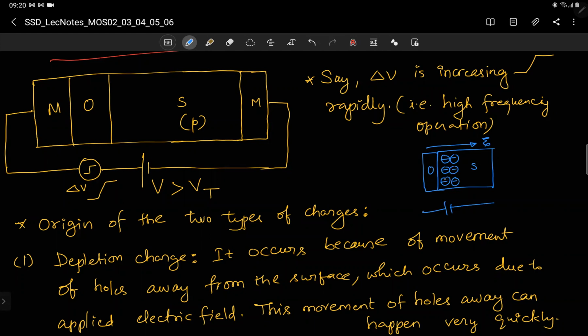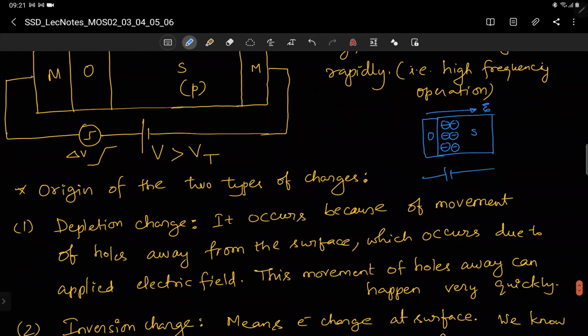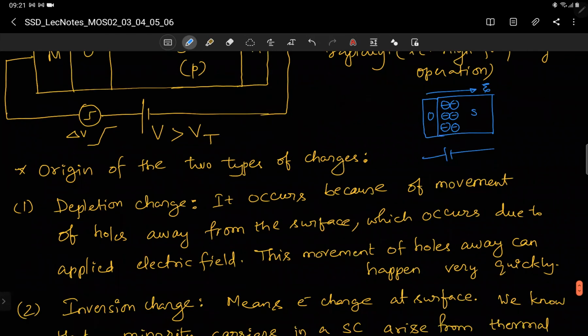So leaving behind ionized acceptors. The moment you apply the battery, there will be a field, and due to that field, holes move away, leaving behind ionized acceptors. So this E, instead of extending all over, because we have started creating negative charge because of the movement of holes away from the interface, the electric field starts terminating on the negative charge. So that is how this negative charge is formed. It is movement of holes away from the surface, basically movement of holes in response to electric field. All right. So that is the origin of depletion charge.